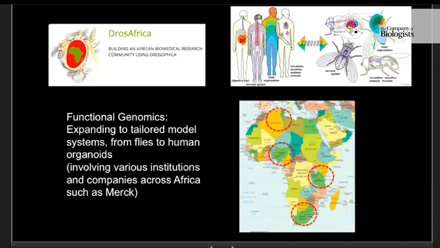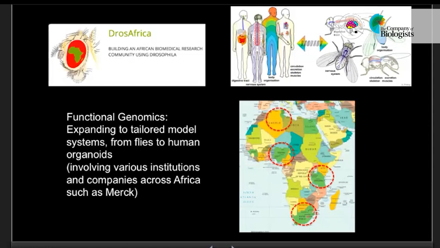Merck and other companies and other scientists. There are like 4 or 5 hubs, Egypt, South Africa, Rwanda, Nigeria, and so on, which is to expand this collaboration, not just with Drosophila as a model system, but with any model system that allows you to do functional genomics. You have a lot of variants of African population now. What are they really doing? How are they linked to that disease? And we want to understand it at the more cell and tissue level.